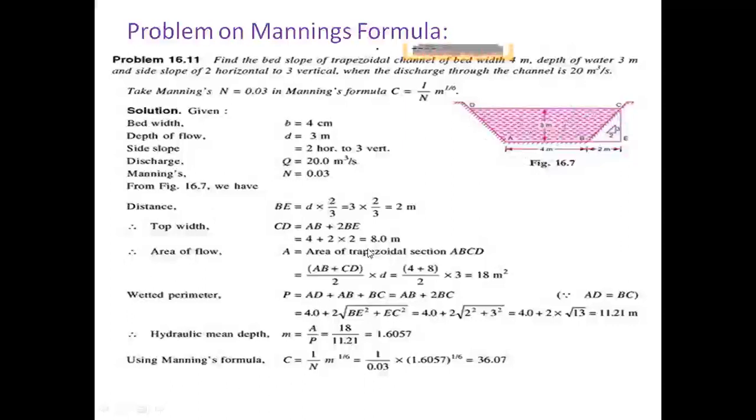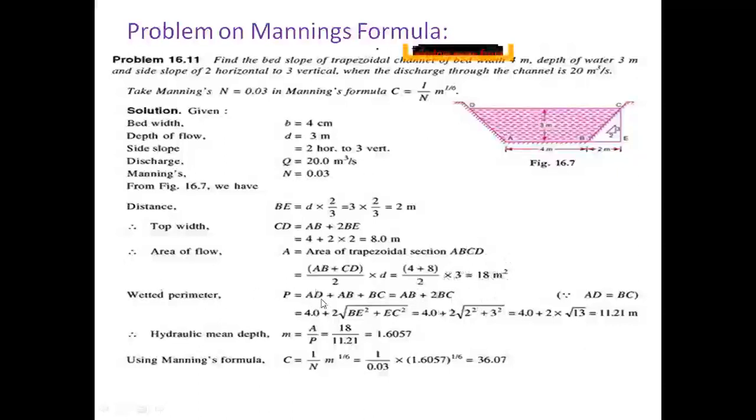Now the area of the flow, the area of the trapezoidal channel ABCD. The area is taken as AB plus CD by 2, into the depth of the channel, small d. AB, the bottom width, is 4, already given. CD, the top width, is 8. So 4 plus 8 by 2 into the depth of the channel, 3. So the area of the trapezoidal channel is 18 meter square.